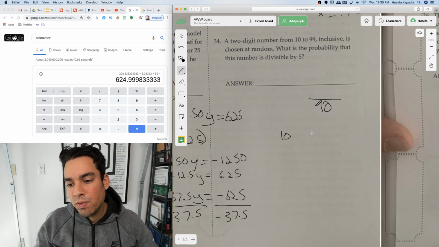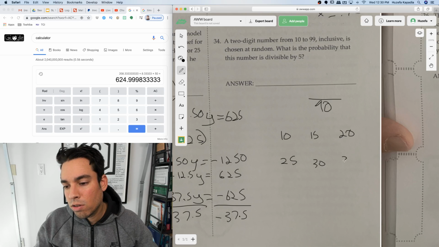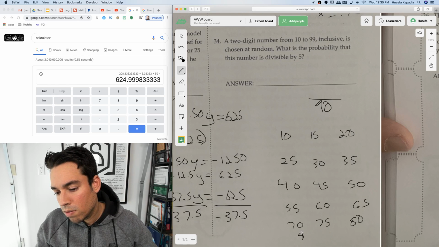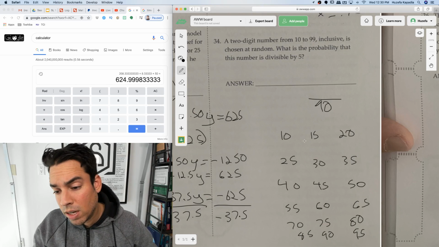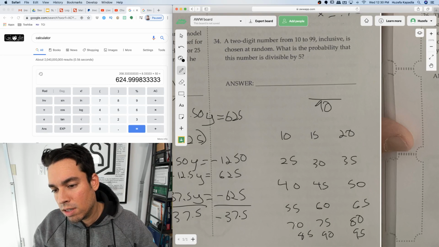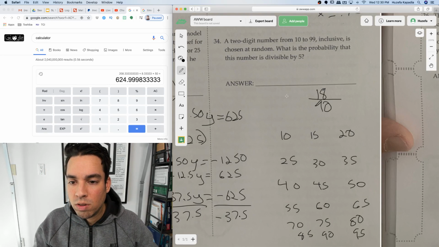So 10, 15, 20, 30, 40, 45, 50, 55, 60, 70, 80, and 90, and 95. Might not have been the absolute fastest, but pretty good. 3, 6, 9, 12, 15, and 18. 18 out of 90, which is 1/5.